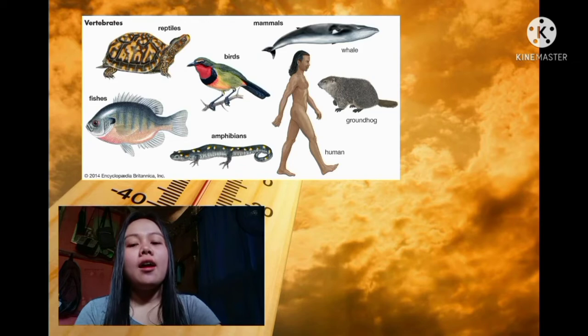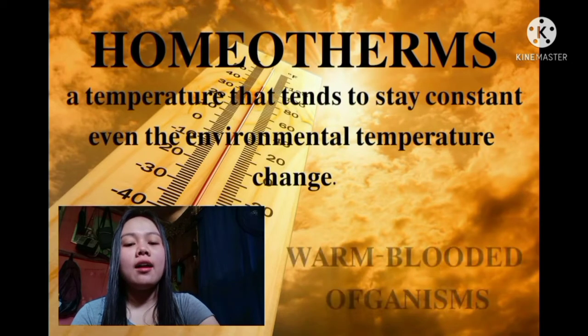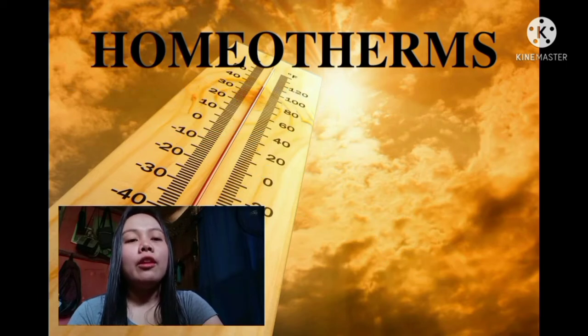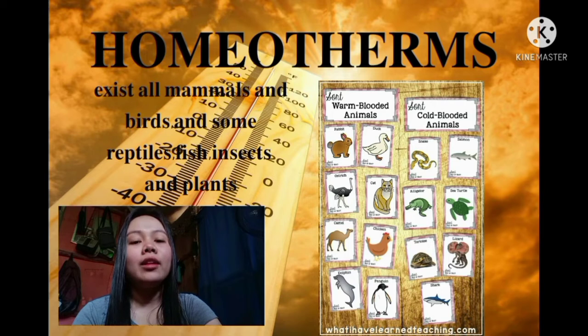And next is homeotherms. When we say homeotherms, they are the warm-blooded organisms, the opposite of poikilotherms. They exist in all mammals and birds, and also in some reptiles, fish, insects, and plants.